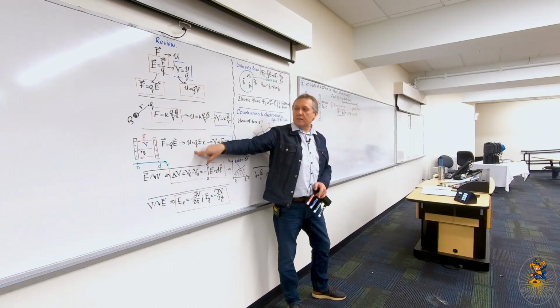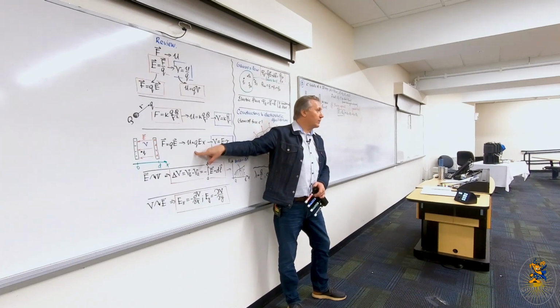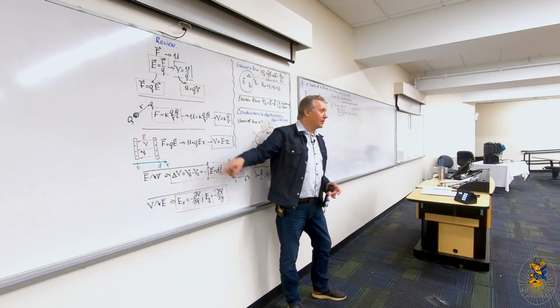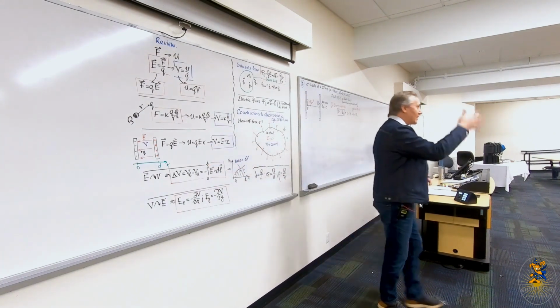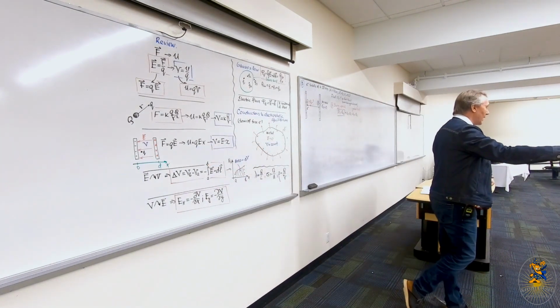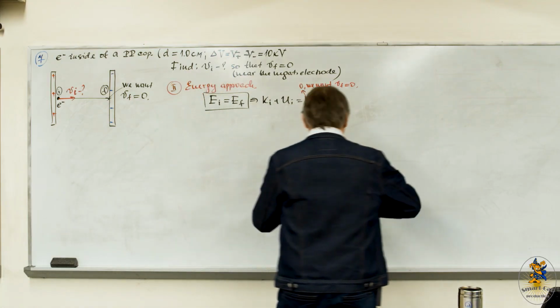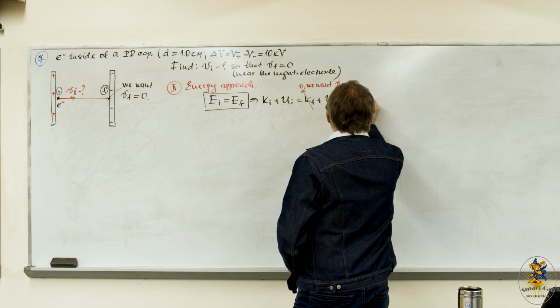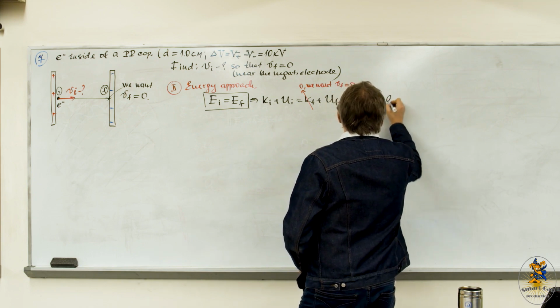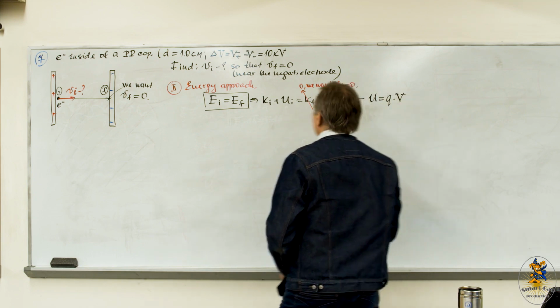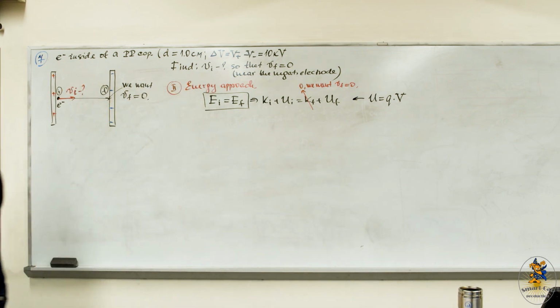Because if you use the other one, you will have to make an additional step and find the electric field from the potential difference. Again, it's very simple, because the potential difference is the electric field times the distance between the electrodes. Both methods can be used, but here it's slightly easier. We just write potential energy as Q, the charge of an electron, times the electric potential.